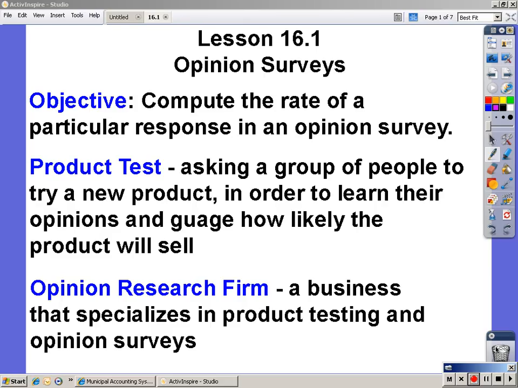Go ahead and press pause while you copy this down, and when you're ready to move on, press play to resume. Okay, we're going to go ahead and move on.